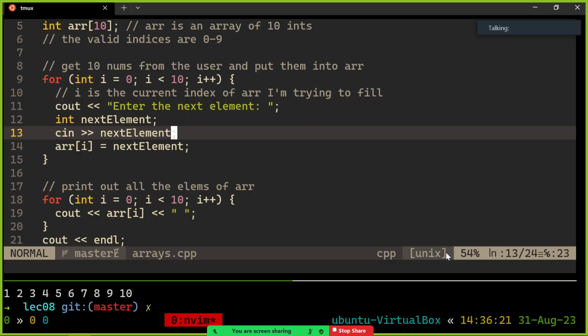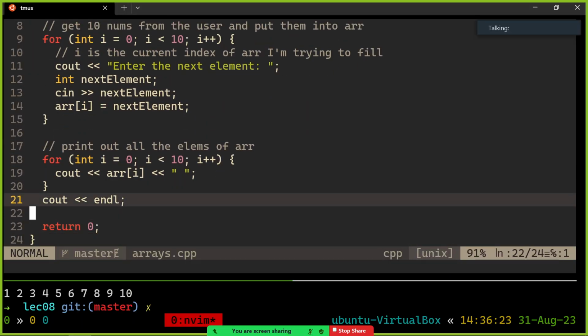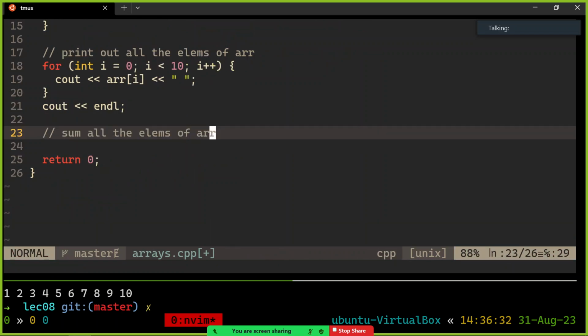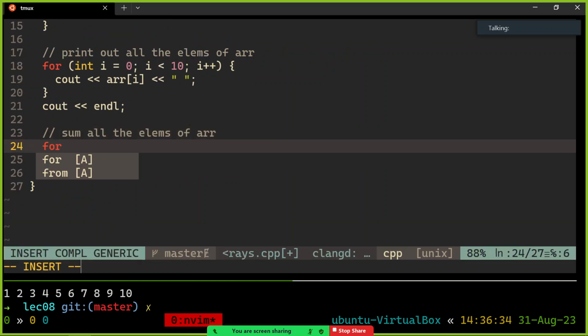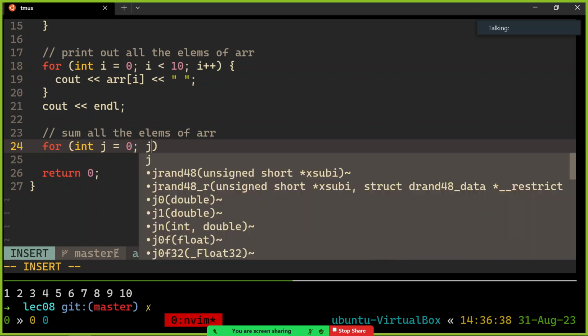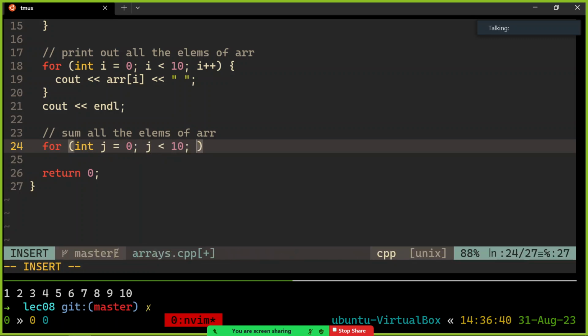So that'll be fun. Let's do that one. And again, it will be a loop. I want to loop over the indices of the array to sum them this time. So sum of the elements of r. All right, so let's go through every valid index for int. Let's do j this time. Why not? For int j equals 0, j is less than 10, j plus plus.